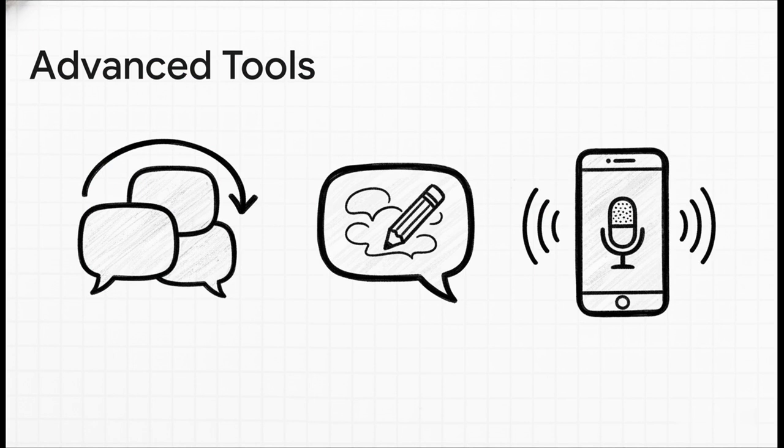Second, if you make a typo, no big deal. Just hit the edit button on your message to fix it, and it'll recalculate. And finally, if you download the mobile app, you unlock voice mode. You can literally have a spoken, back and forth, real-time conversation while you're driving or going for a walk. It feels incredibly futuristic, but it's available to use right now.